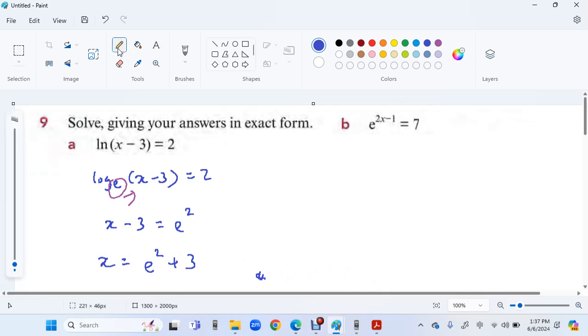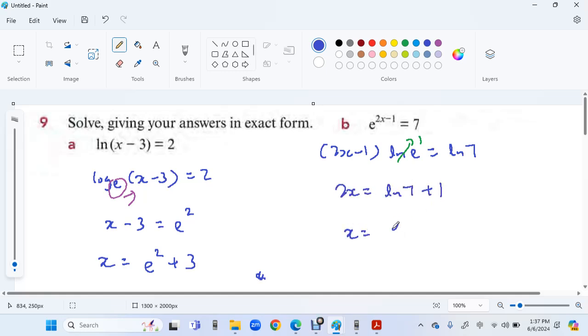Okay. B, we ln both sides. (2x minus 1) ln e equal to ln 7. So ln e is actually 1. So we have 2x equal to ln 7 plus 1. So x will be (ln 7 plus 1) over 2.